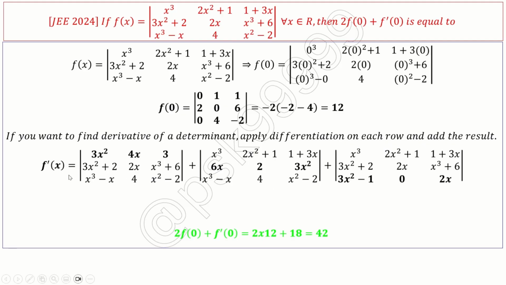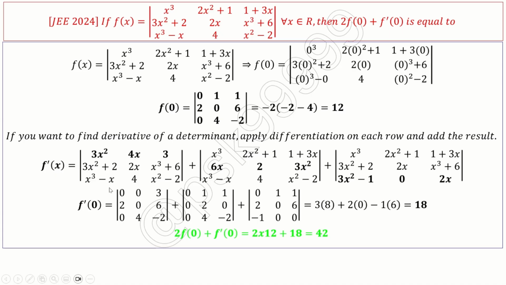Now you substitute x equal to 0, then it will become f dash 0. Now these are all simple determinants which you can easily find out. So the answer is 18. Now f dash 0 is 18. So what they asked is 2 f of 0 plus f dash 0, which is nothing but 2 into 12 plus 18, that is 42. This is the answer. Okay, next.